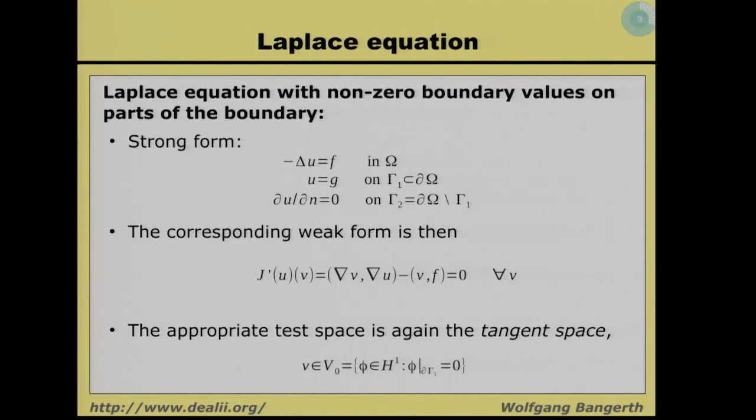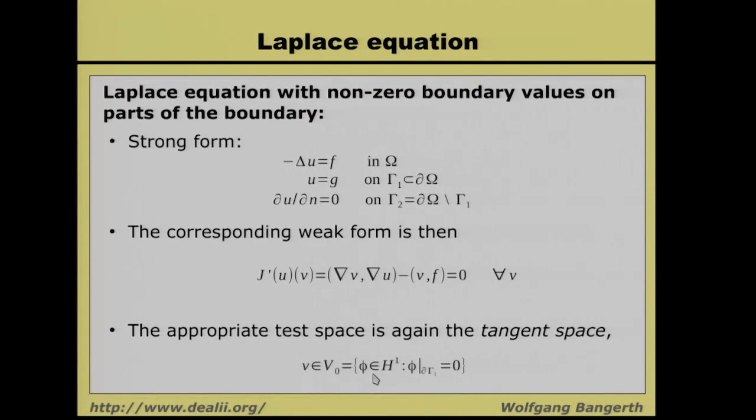So what happens if I ask that u equals g only on a part of the boundary, let me call this gamma 1, and that I have Neumann boundary conditions on another part, gamma 2? Well, in that case, I can write down the exact same derivation with the energy and its derivative, and I find that grad v grad u minus v comma f must be equal to 0, again for all v's, and the v's must be from the tangent space.